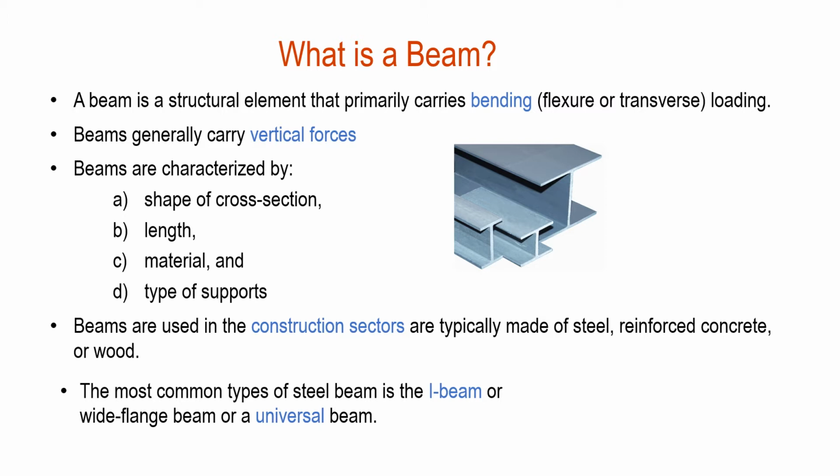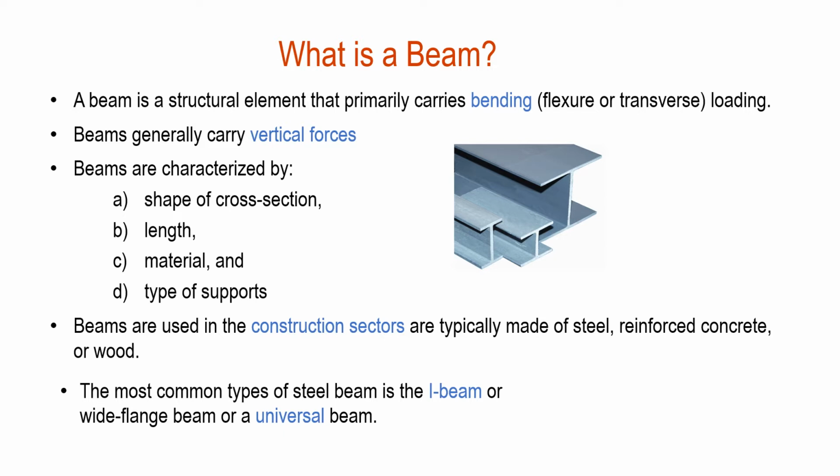Beams generally carry vertical forces, and beams are categorized by the shape of their cross-section, their length, the material used, as well as the type of supports, either pin support, simple support, fixed joints, or ball support, and so on. Beams used in the construction sector are typically made of steel, reinforced concrete, or wood. The most common type of steel beam used in many designs is the I-beam.